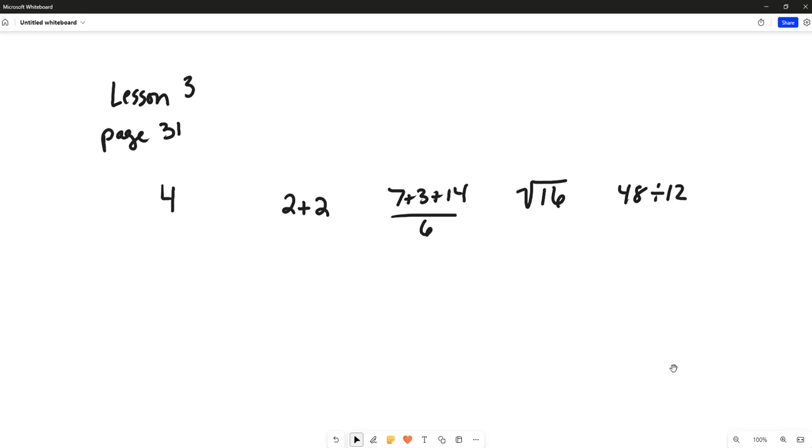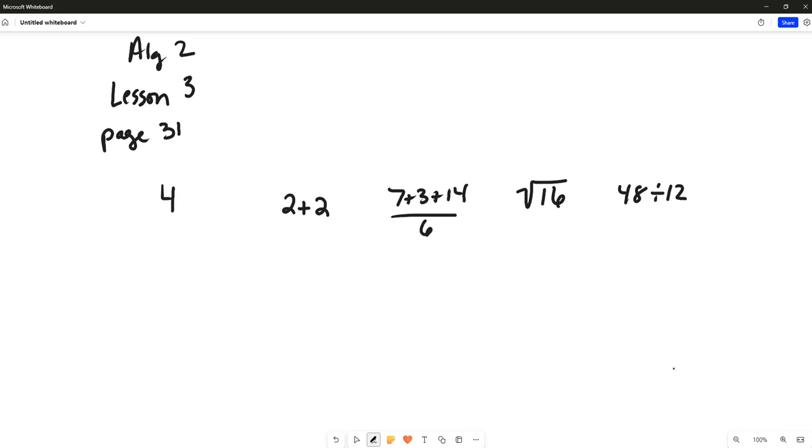Okay, this is lesson 3 for Algebra 2. Each of these numerical expressions is a meaningful arrangement of numerals and symbols that designate operations. Every numerical expression represents a single number. So we say that this number is the value of the expression.